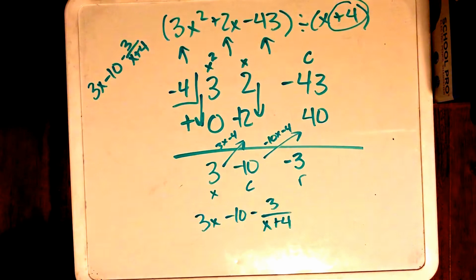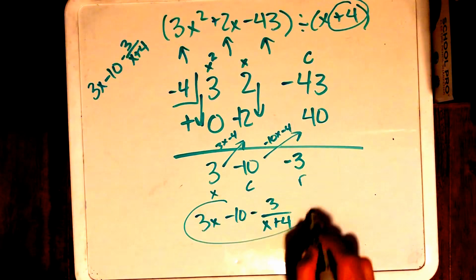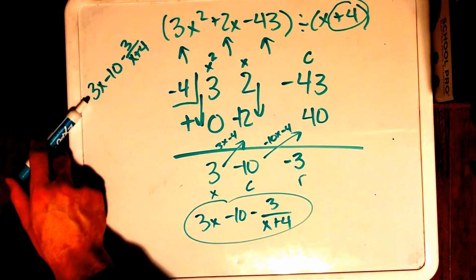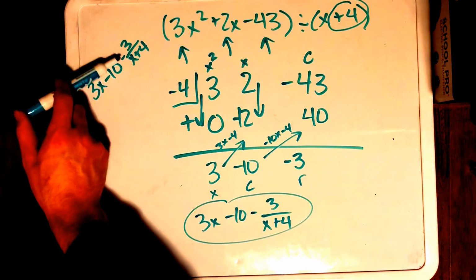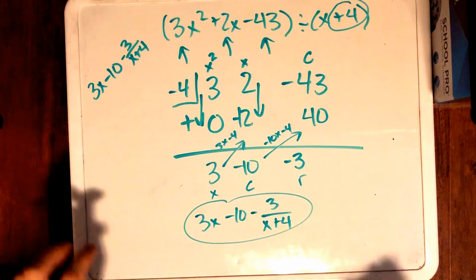But you'll see when we synthetically divide, our answer is 3x minus 10 minus 3 over x plus 4. And when we long divided, we got 3x minus 10 minus 3 over x plus 4. So you can see we got the same thing.